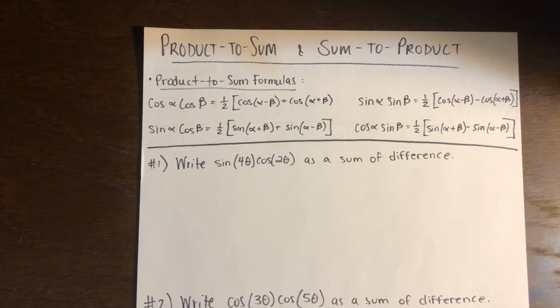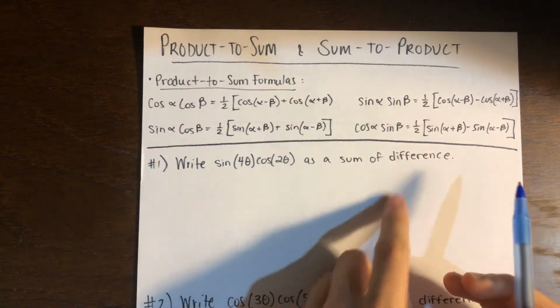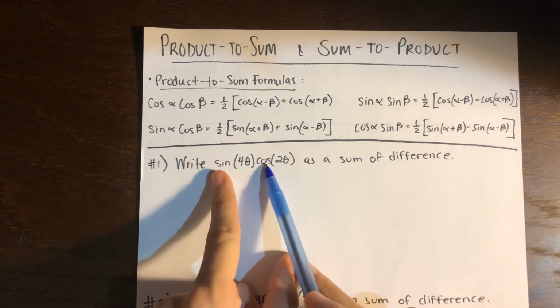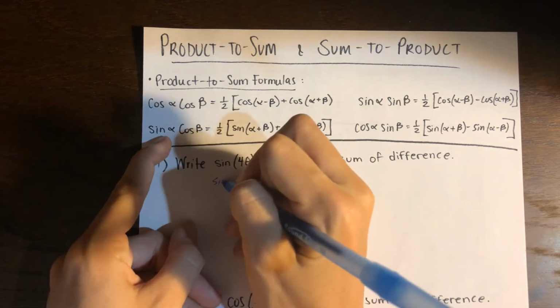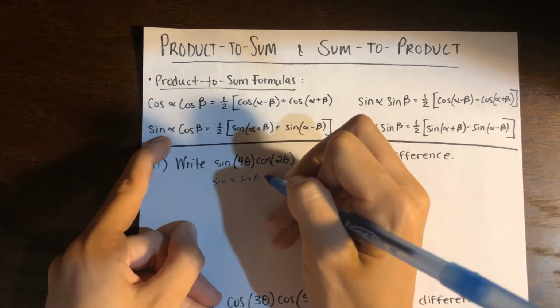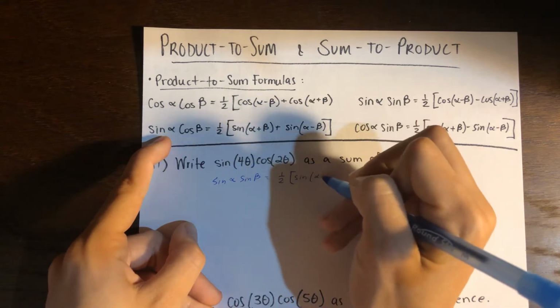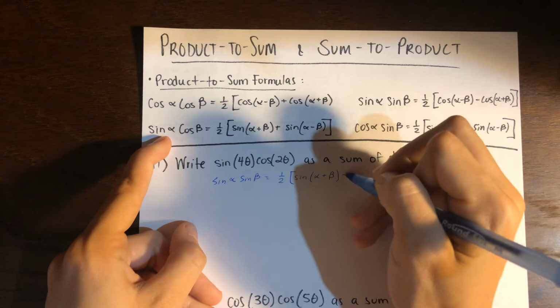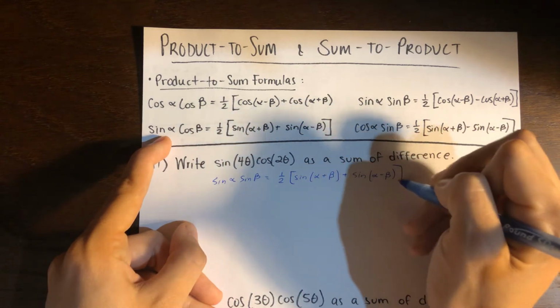Number one says to write sine of 4 theta times the cosine of 2 theta as a sum or difference. So really we're just using the product to sum formulas that were given here. We have sine times cosine, so it's going to be this formula right here. Sine of alpha cosine of beta is equal to a half times the sine of alpha plus beta plus the sine of alpha minus beta.